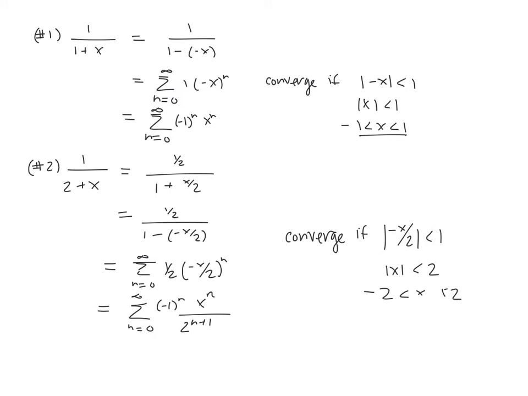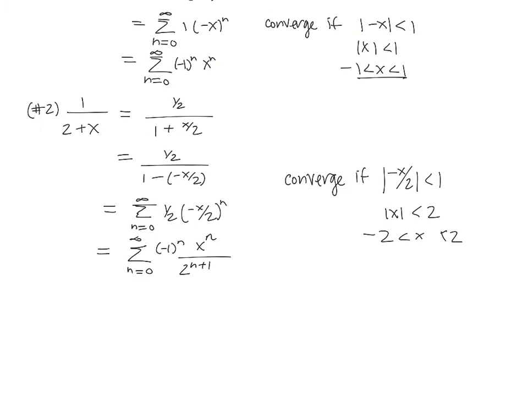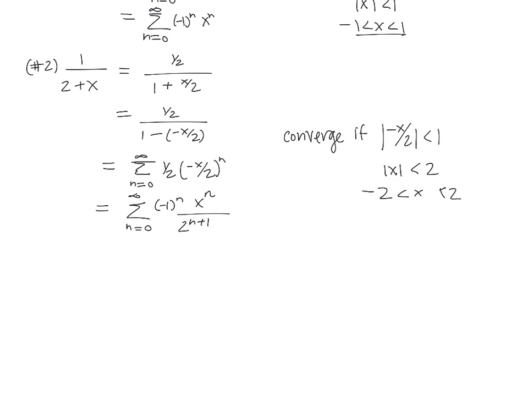Okay, first let's get an expression for the power series representation for f of x, and then we'll talk about its radius of convergence. So f of x is the sum of number 1 and number 2. So we have the sum from n equals 0 to infinity, negative 1 to the n, x to the n, plus negative 1 to the n, x to the n over 2 to the n plus 1. All that stuff. I just care that you can factor out the greatest common factor to simplify that slightly.